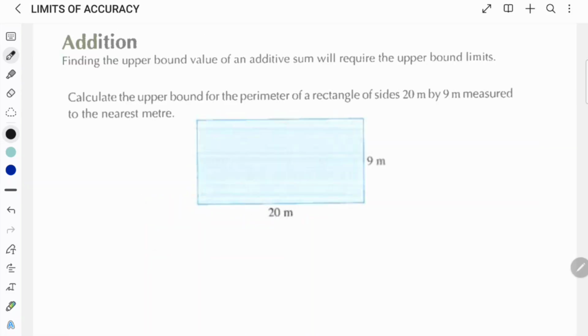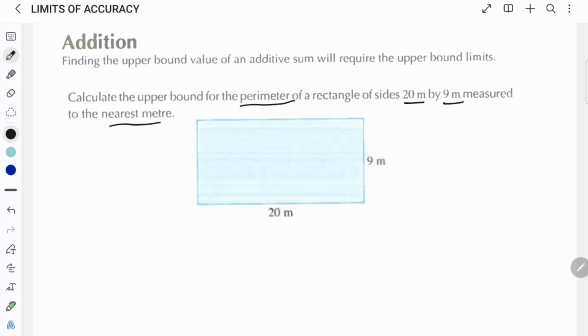For example, finding the upper bound value of the additive sum will require the upper bound limits. In addition, the question is: calculate the upper bound for the perimeter. Perimeter means add all of the sides. Obviously, if the area is required, then it becomes a multiplication question, because the area is length times width. So calculate the upper bound, the maximum value, for the perimeter of a rectangle with sides 20 by 9, measured to the nearest meter.